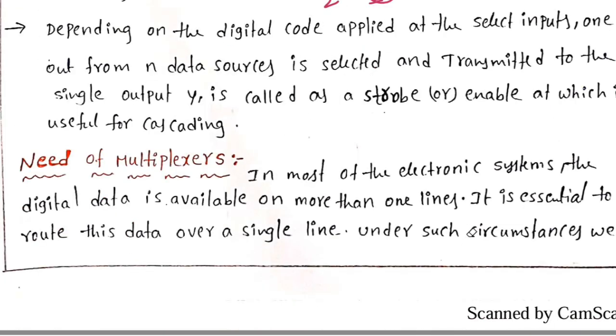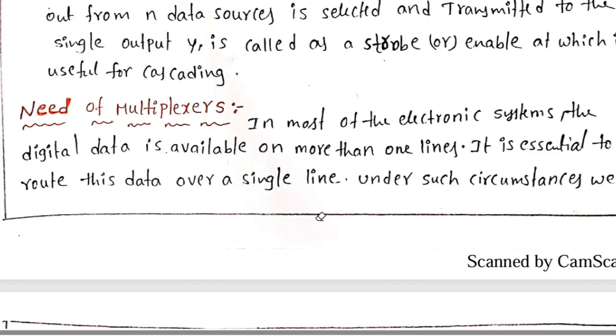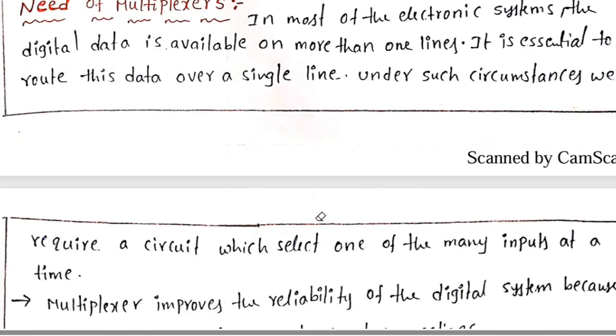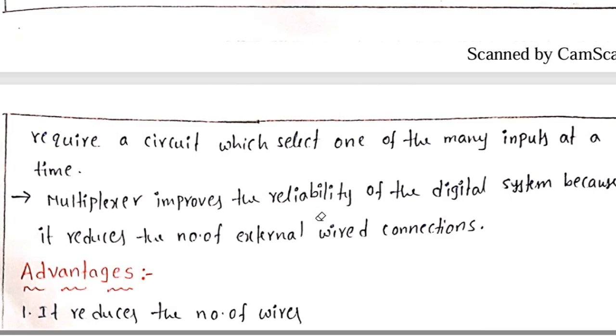Need of multiplexers. In most electronic systems, the digital data is available on one or more lines, so it is essential to route this data over a single line. Under such circumstances, we require a circuit which selects one of the many inputs at a time. A multiplexer improves the reliability of the digital system because it reduces the number of external wire connections.